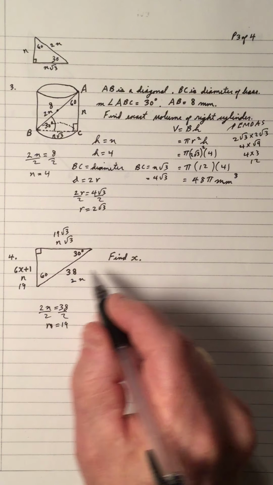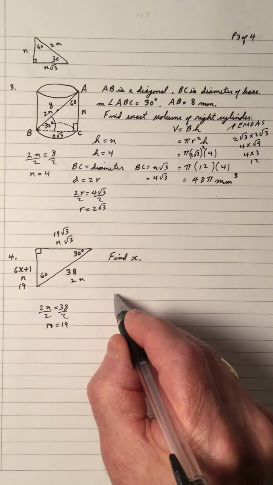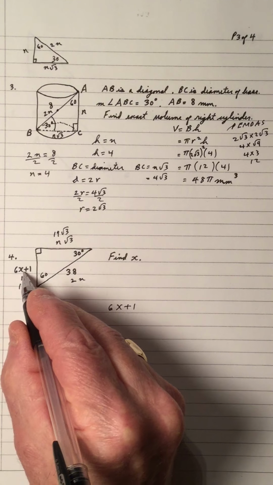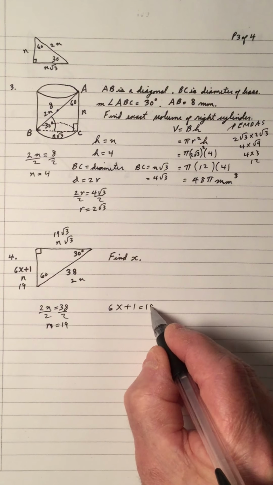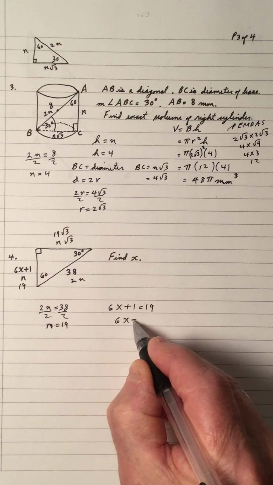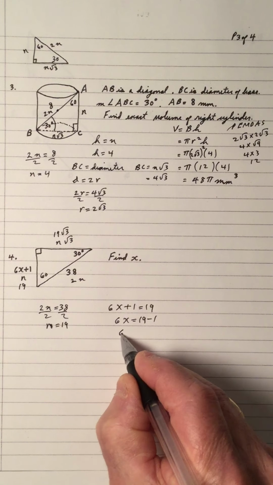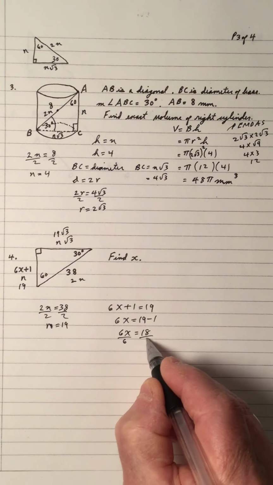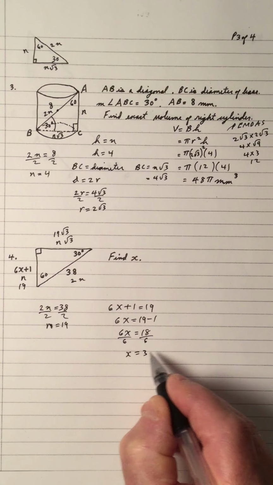But I need to find x. X is involved in this. That means that 6x plus 1 is the 19. 6x equals 19 minus 1. 6x is 18. Divide by 6, and x is 3.